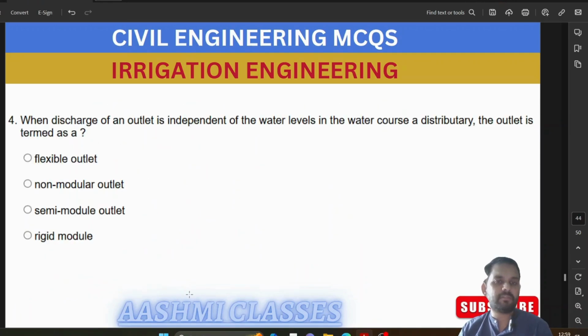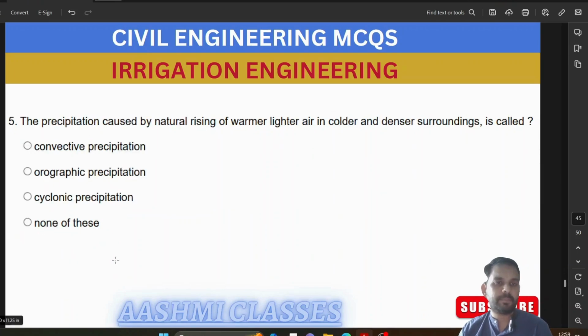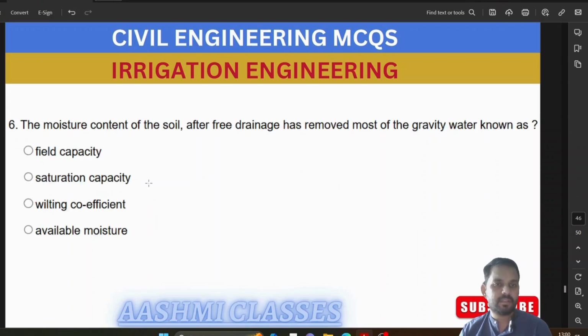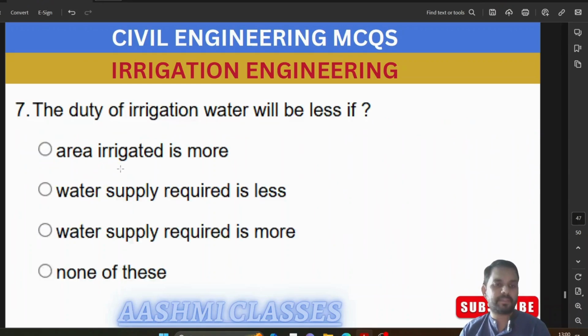When discharge of an outlet is independent of the water levels in the watercourse and distributary, the outlet is termed as rigid module. The precipitation caused by natural rising of warmer, lighter air in colder and denser surroundings is called convective precipitation. The moisture content of the soil after free drainage has removed most of the gravity water is known as field capacity. The duty of irrigation water will be less if water supply required is more.